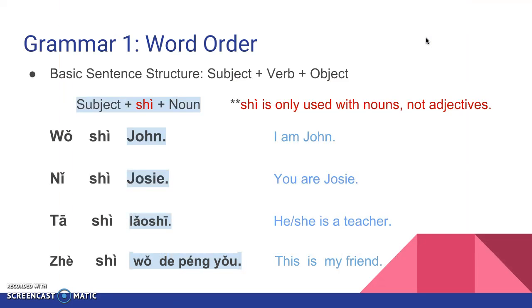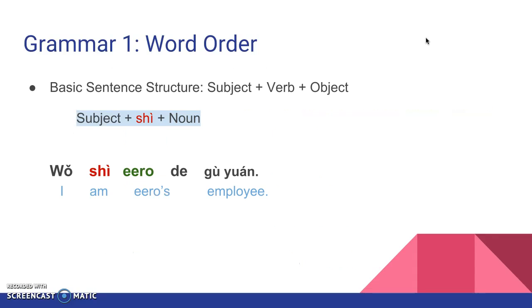The important word order in Chinese is not tricky. It's the same order as English. But notice that when we use 是, we only use it with nouns, not adjectives. Examples: 我是 John. 你是 Josie. 他是老师。这是我的朋友。And basic sentence structure, a review that you can tell people which company you work for.